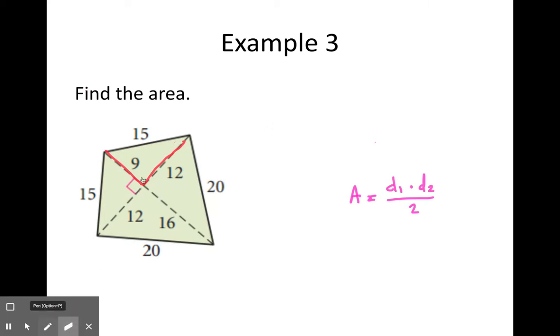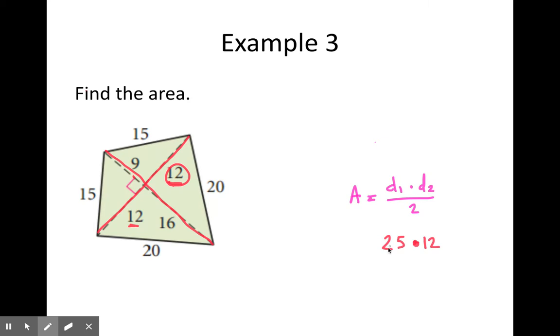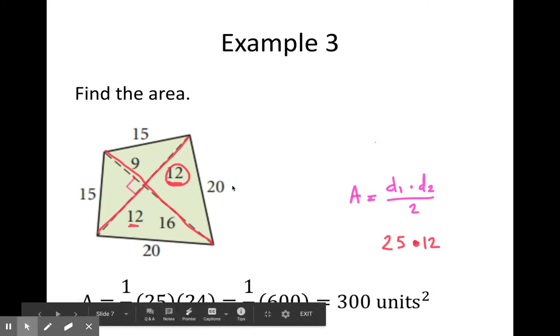Really, the easiest possible way to think about this is just take the diagonal 1, which is 9 plus 16, okay, and then diagonal 2 is always going to be cut in half perfectly, where these two are the same. So instead of dividing by 2, we can just use one of these in our calculation, and we've already cut everything into 2. So this answer is just going to be 25 times 12, okay, which is going to be 300.